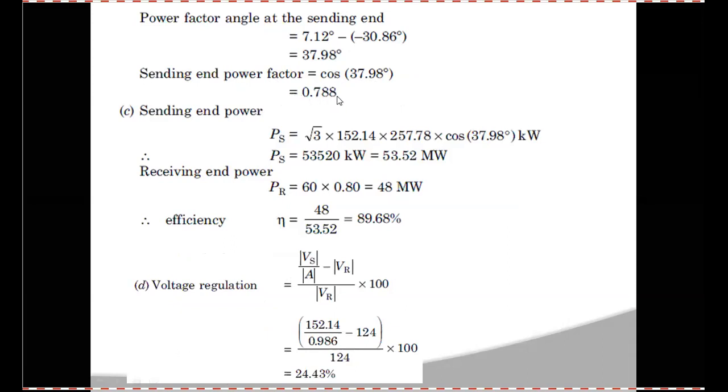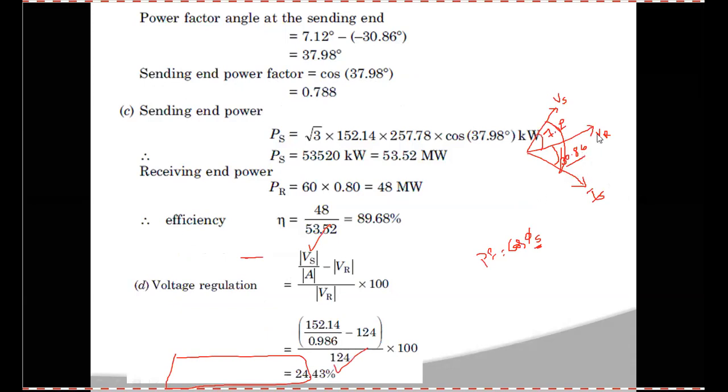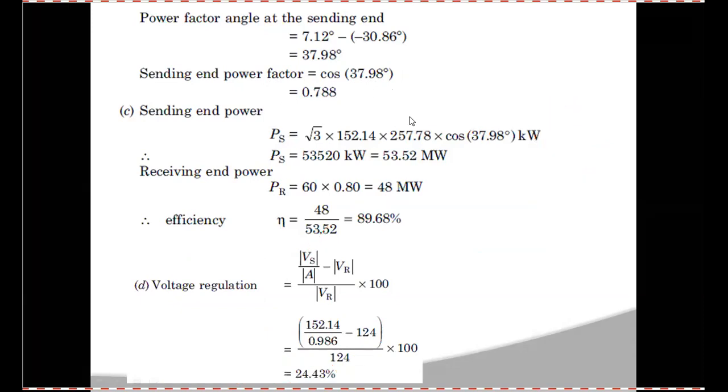Now this 0.788, whether it is lagging or leading, how can you say? If you observe the VS and IS, VS is this one and IS is this one. So the sending end current IS is lagging the VS. So this is a lagging power factor. Now you have the values of VS, IS as well as the power factor. Then you can calculate the sending end power. PS is equal to √3 VS IS cos phi s. Okay, so that sending end power is 53.52 megawatts. So you got the sending end power.